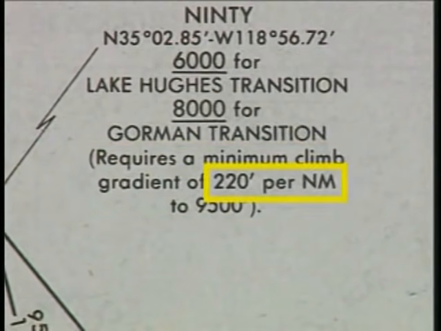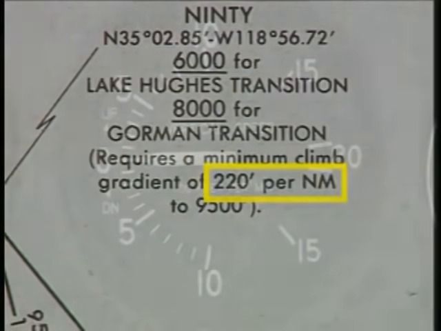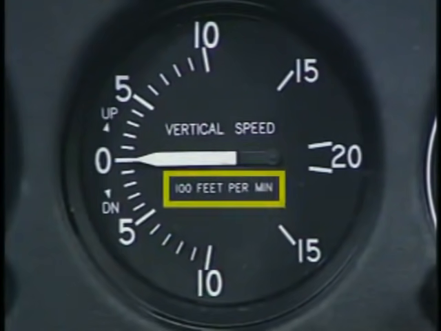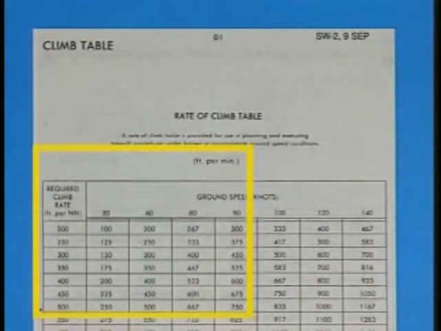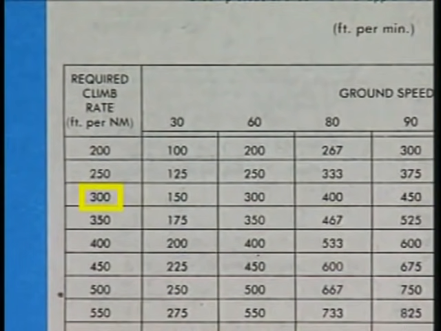Note that the climb gradient is in feet per nautical mile. Since your VSI only measures feet per minute, you must convert the climb gradient into something which is easily measured. This can be accomplished by referring to the rate of climb table at the beginning of the booklet. For example, if you need to climb at 300 feet per nautical mile and your ground speed is 80 knots, you must maintain a climb rate of at least 400 feet per minute.